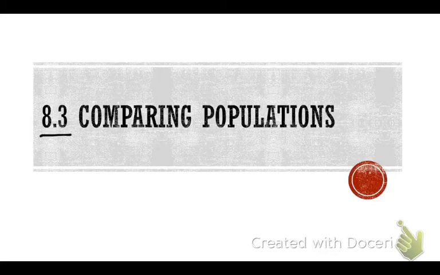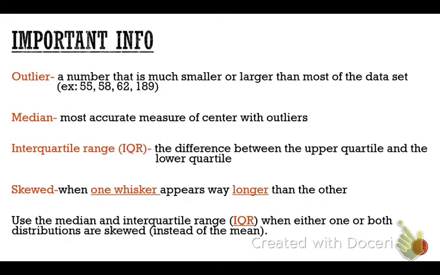We're going to be talking about 8.3 comparing populations today. Please pull out your red pen and fill in some of this important information. All right, the first word we're talking about today is an outlier.